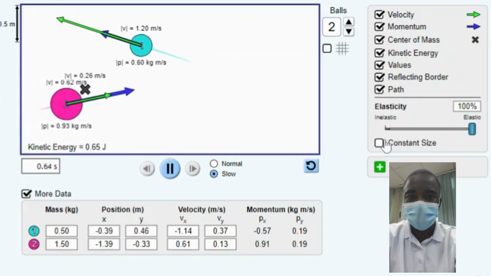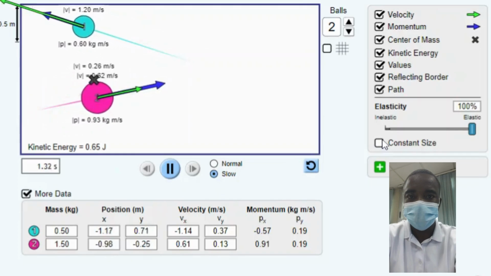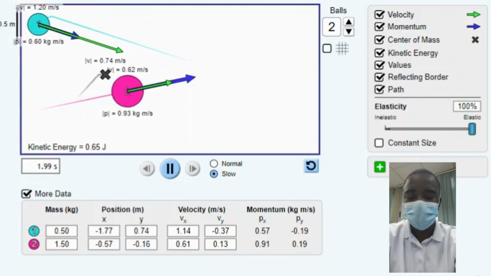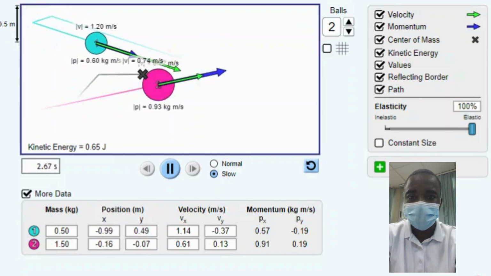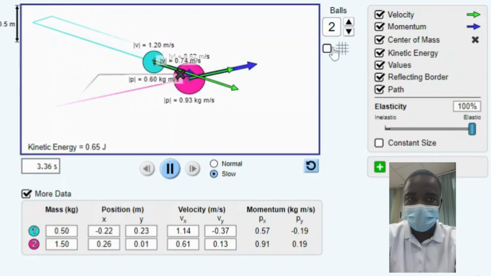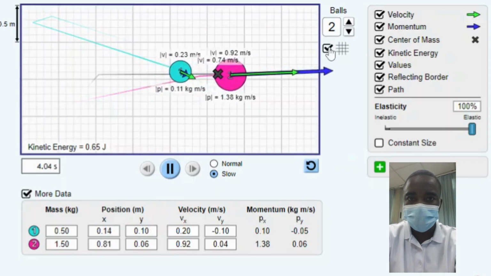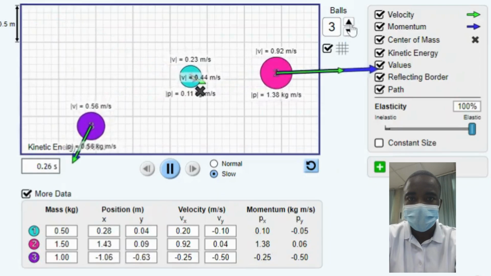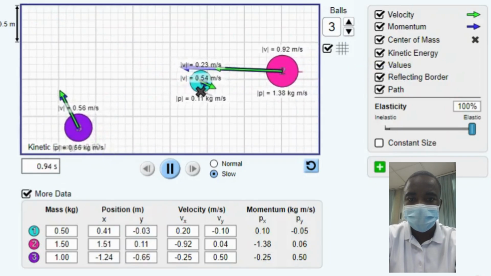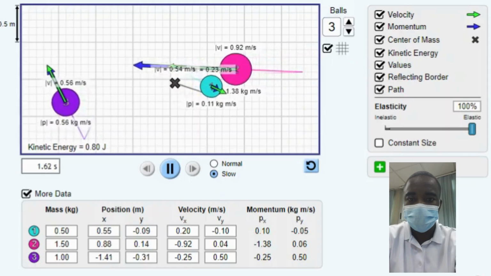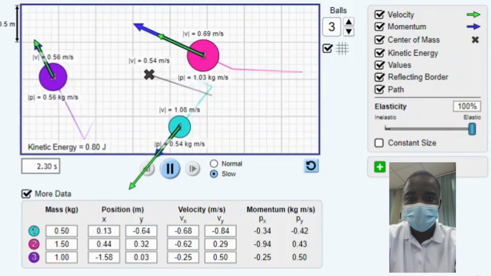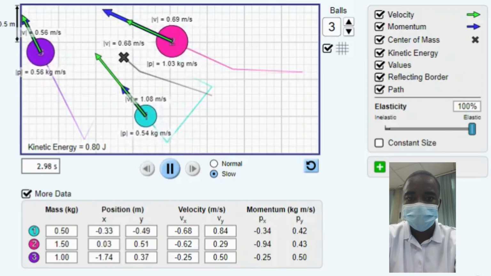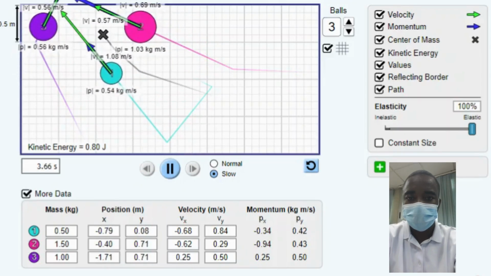The simulation allows students to investigate collisions involving up to four objects. This feature enables students to explore a wide range of collision scenarios, from simple two object collisions to more complex multi object interactions. By observing the behavior of multiple objects, students can gain insights into the dynamics of collisions and the conservation laws that govern them.